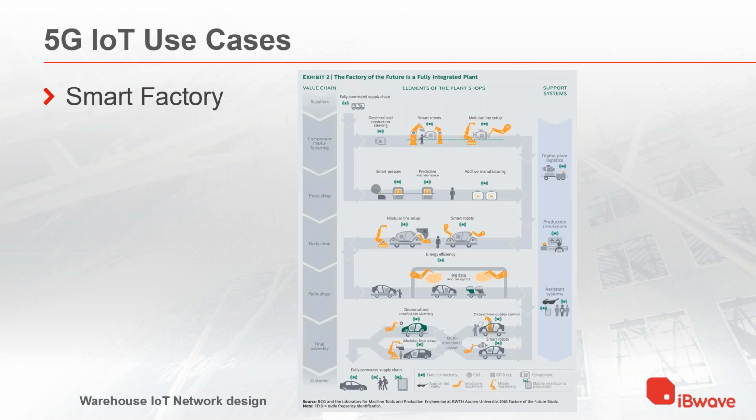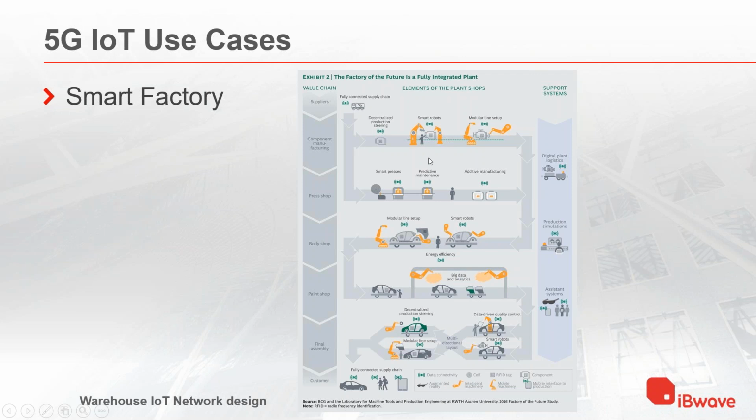And here I have shown you a smart factory visual, and here is listed value chains from suppliers onto component manufacturing, press shop, body shop, paint shop, final assembly, and finally the customer, and support systems from digital plant logistics, product simulations, and assistance systems. In each one of them, there is an application where 5G IoT can step right in.